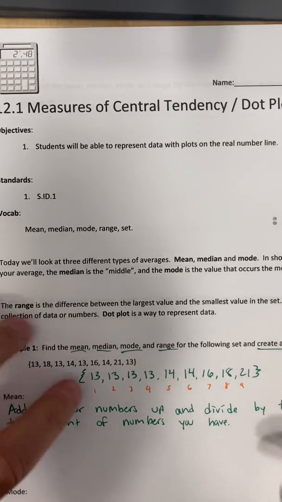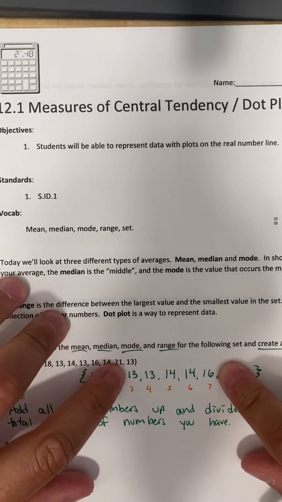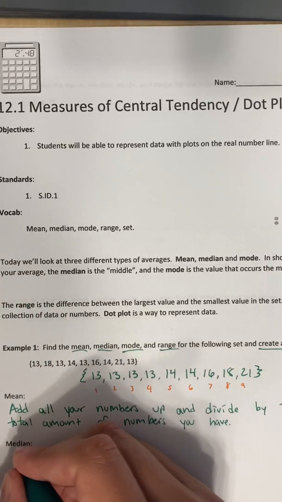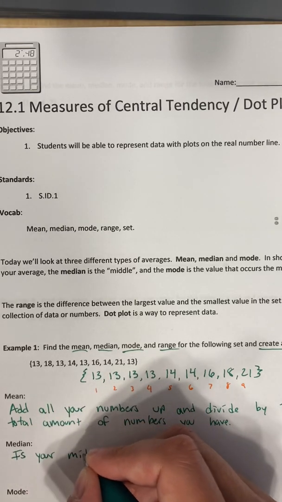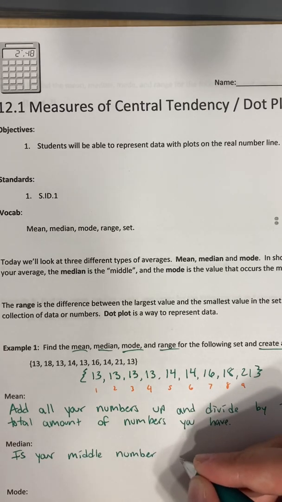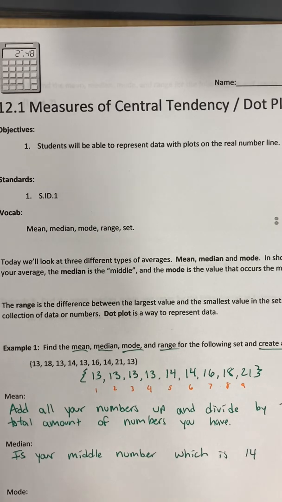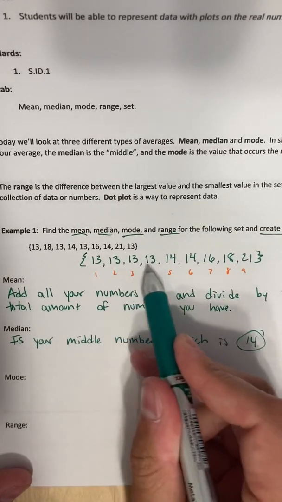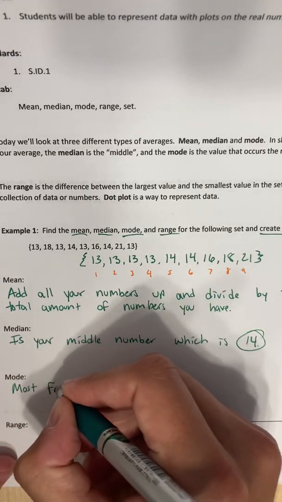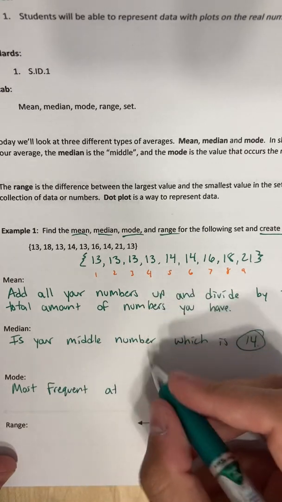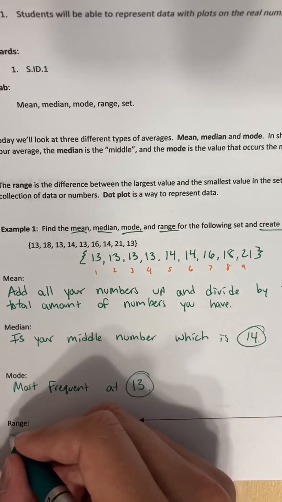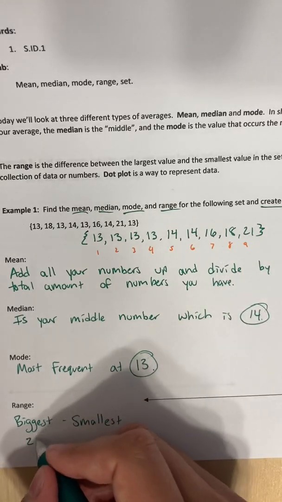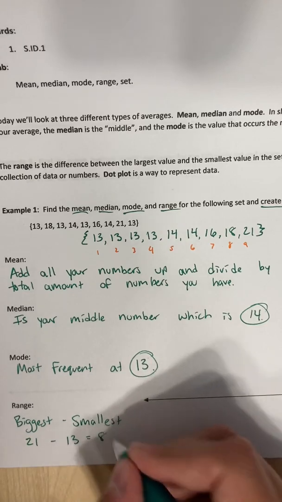Let's do the median. Median is just going to be the middle number. So we're going to go 1, 2, 3, 4, the spot 5, and it's 14 is the median. So median is your middle number, which is 14. Mode is going to be the most frequent number. So it looks like 13 is the one that appears the most. So mode is most frequent at 13. And the range is just going to be your biggest minus your smallest. So this would be 21 minus 13, which gives you 8.